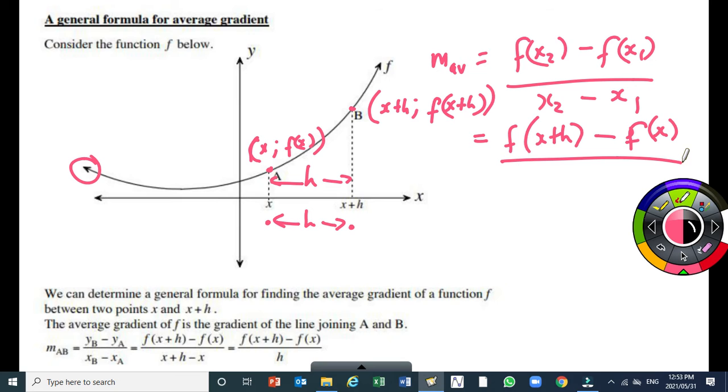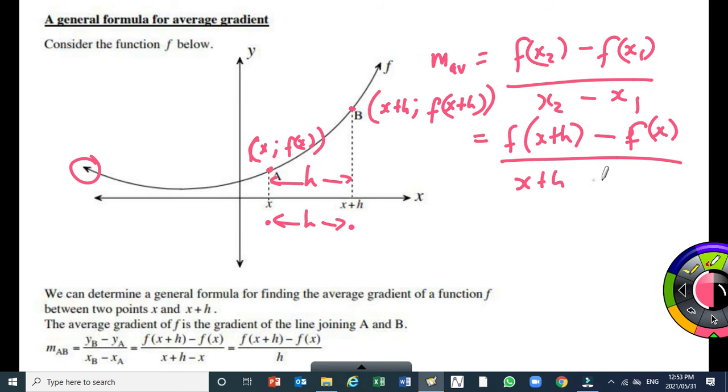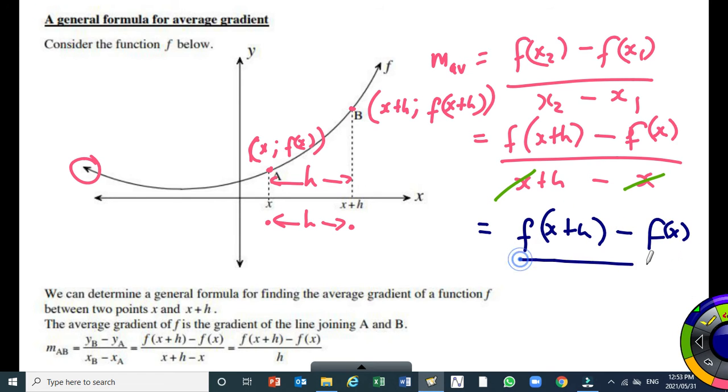Then where there is x2 in the denominator, I'll put x plus h. Where there is x1 there, I'll put x. As you can see, this x and that minus x will cancel out. So the formula will become f of x plus h minus f of x, and that will be all over h. And this will be our average gradient.